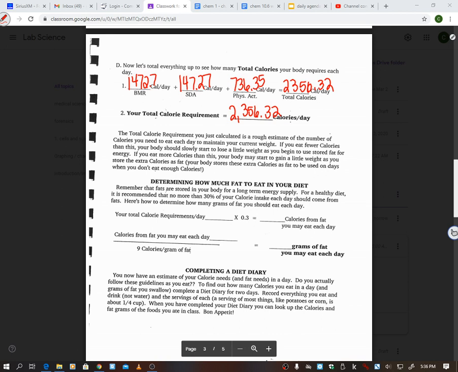Remember that fats are stored in your body for a long-term energy supply. For a healthy diet, it is recommended that no more than 30% of your calorie intake each day should come from fats. Here's how to determine how many grams of fat you should eat each day.